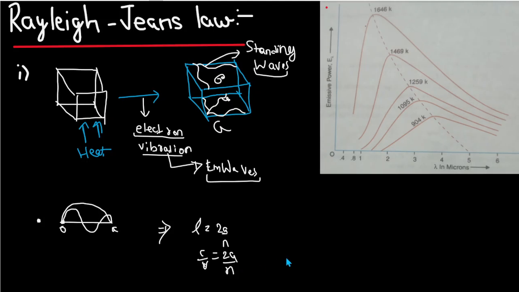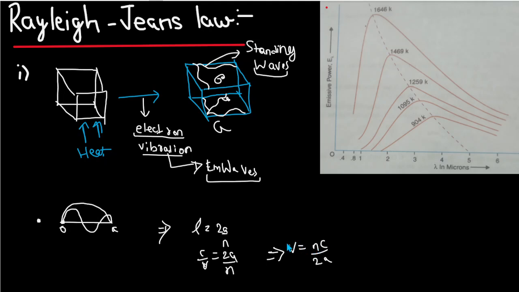It means the allowed frequency. We can tell that the allowed frequency in this particular standing wave is equal to nc divided by 2a. So this is the total number of allowed frequencies of the standing waves inside a metallic cube.